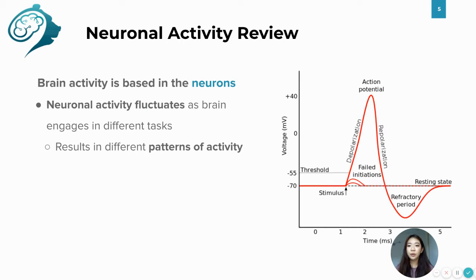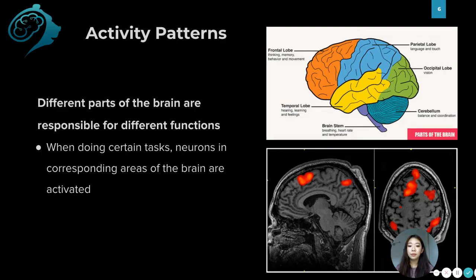So just to review neuronal activity, like I said before, brain activity is based in the neurons. So there's this incoming action potential, vesicles bind to the synaptic cell membrane, neurotransmitters are released across that synaptic gap, which bind to receptors and cause a signal to be sent. So neuronal activity actually fluctuates as the brain engages in different tasks, and this results in different patterns of activity. And these activity patterns reveal that different parts of the brain are responsible for different functions. So when we're doing certain tasks, neurons in corresponding areas of our brain are activated.